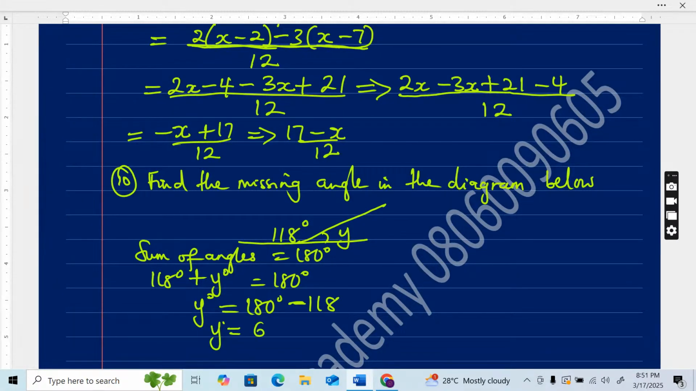Y will be equal to 62 degrees. So the missing angle is 62 degrees.